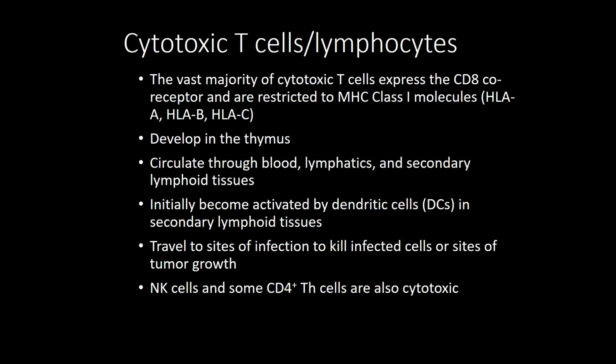Okay. These cytotoxic T cells develop in the thymus, as all T cells do. They circulate through blood, lymphatics, and secondary lymphoid tissues. Initially, they become activated by dendritic cells in the secondary lymphoid tissues. So they circulate through, and they become initially activated when they circulate through those secondary lymphoid tissues and recognize the antigen they're specific for.